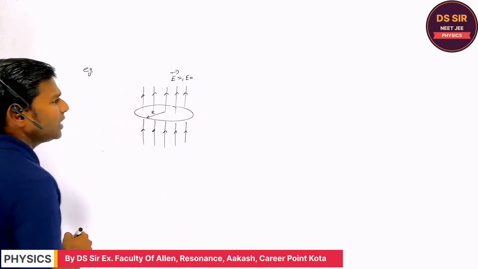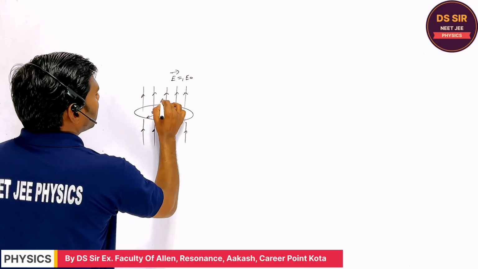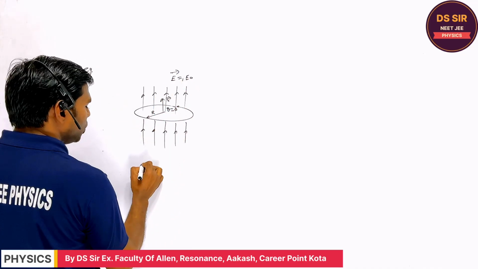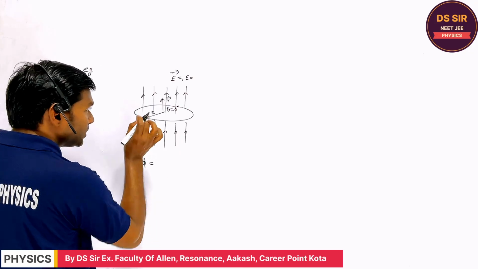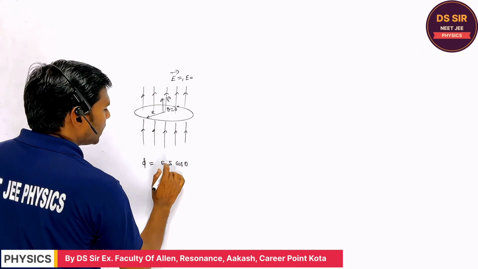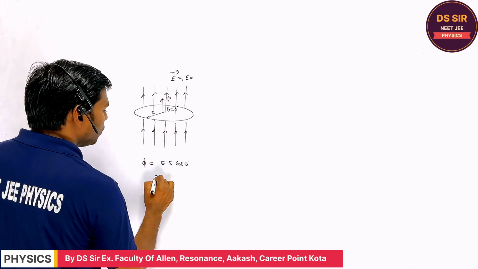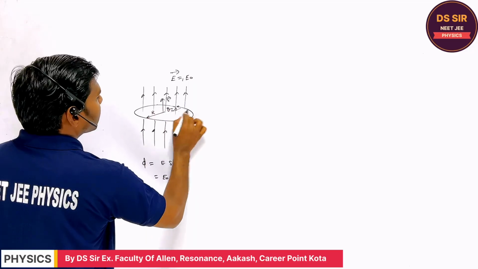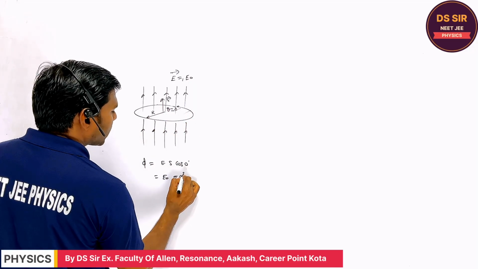Can you find the electric flux? Yes. The surface area vector and the electric field vector are in the same direction. So the electric flux for the constant electric field is Es cos theta, right? Cos theta is what? Say 0. The electric field is E naught, and the area of this surface is pi r square, into 1.